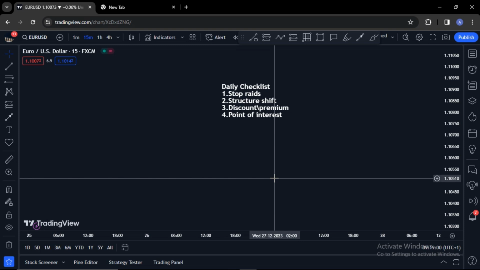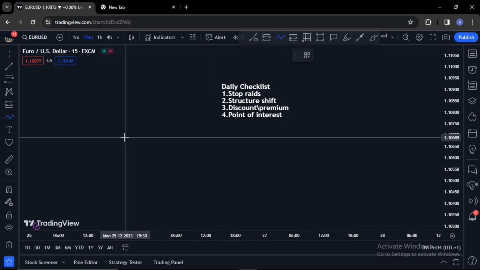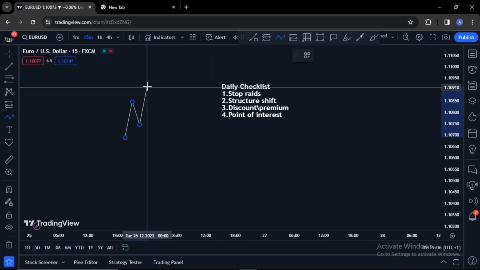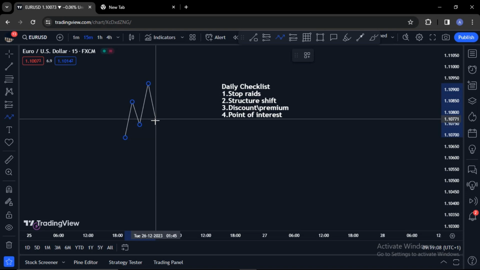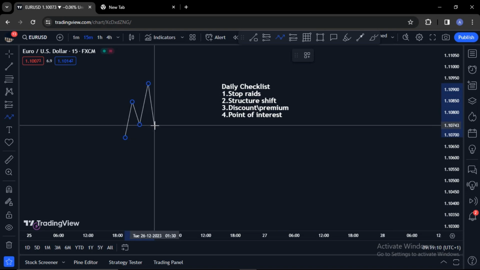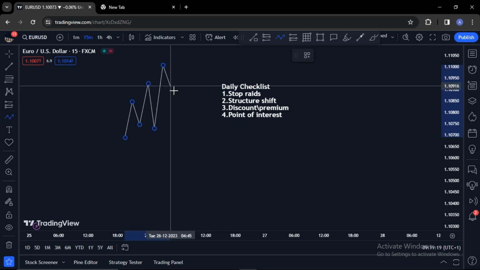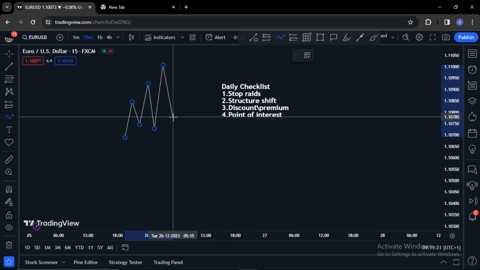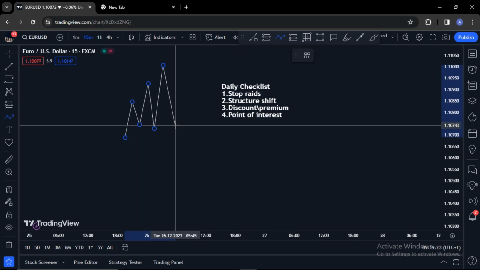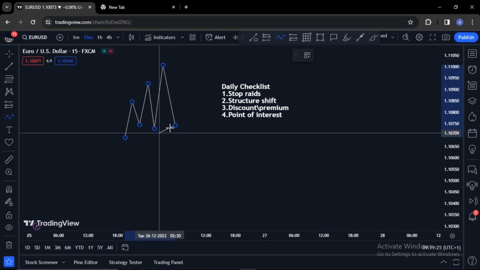So after stop raid, you look at market structure shift. Let me give you an example. Let's say within the Asian session, we had a very beautiful stop raid like this. There are the stops and it just wicks out like that. And what should I wait for next? A market structure shift. And after a market structure shift, make sure price comes back to a premium or discounted level. In this case, a discount level, price comes back to the discount level. And how do you measure a premium or discounted level?